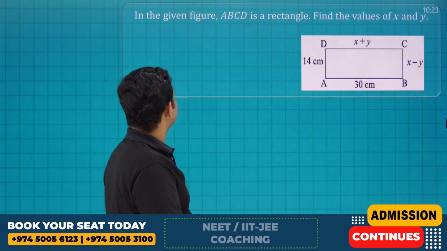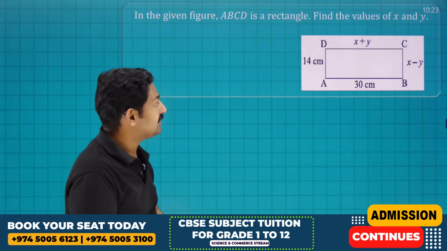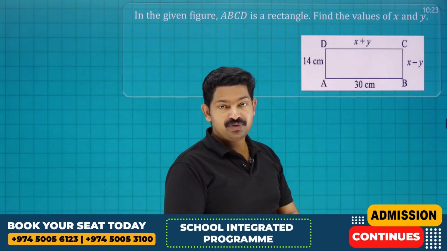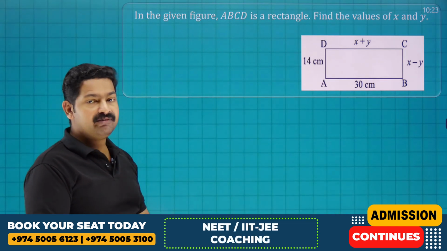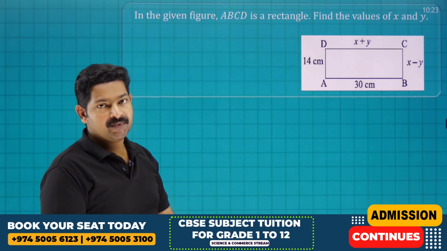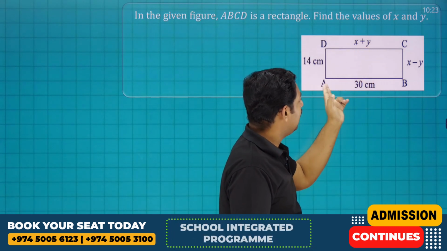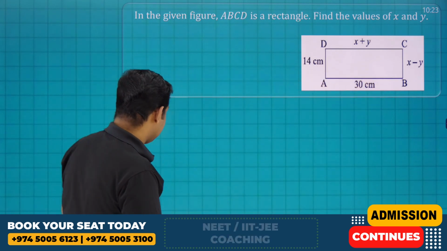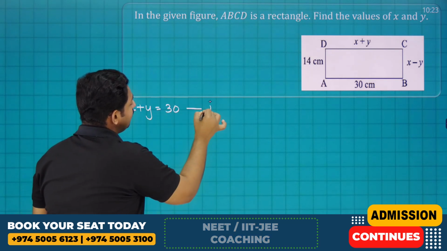See in the question, in the given figure ABCD is a rectangle. It's already given. Now find the values of x and y. It's a basic concept because it's already given that ABCD is a rectangle. We know that both pairs of opposite sides are equal in a rectangle. Here you can see the side DC is given as x plus y and AB is given as 30 centimeter. So definitely x plus y must be equal to 30. So easily you will get the first equation, x plus y equal to 30, equation number 1.